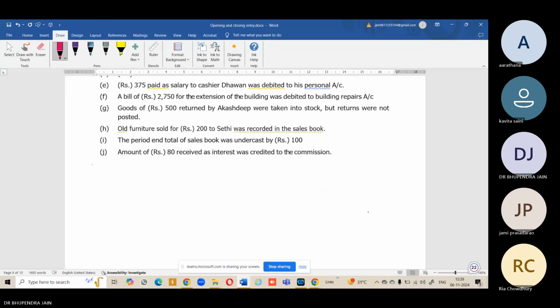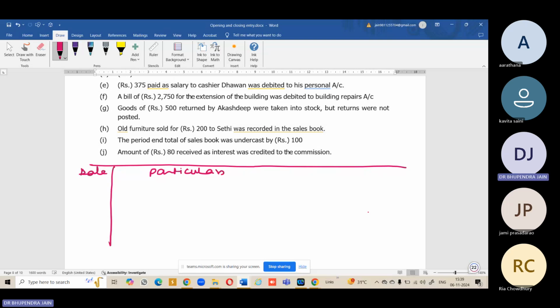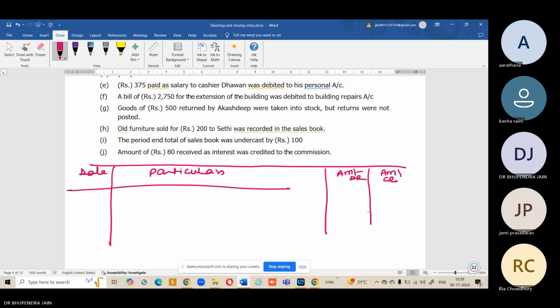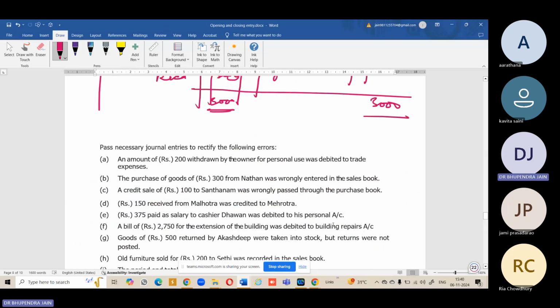Okay. The heading is the same: in the books of. The system is the same. Date, particulars. Read the entry one by one.